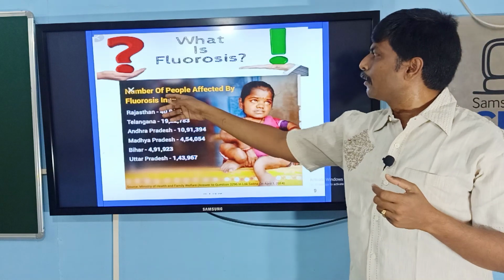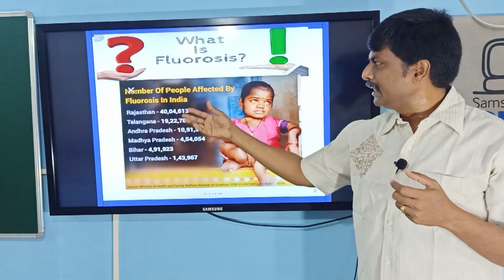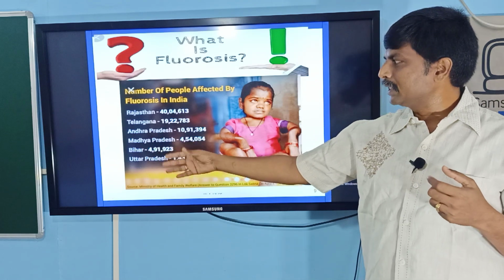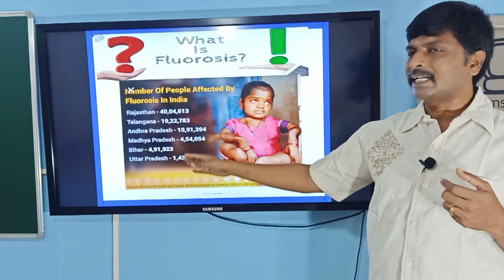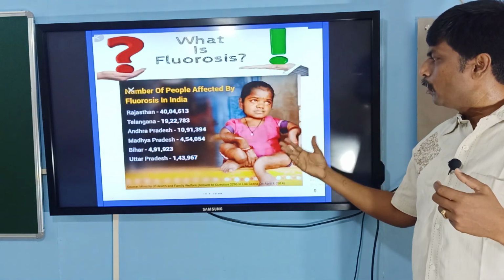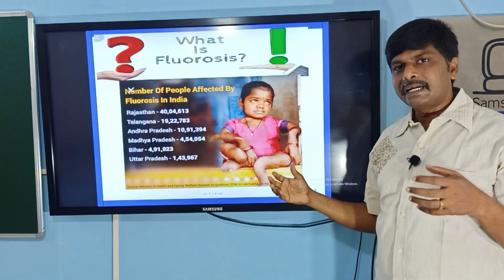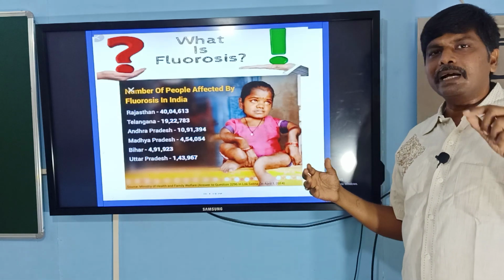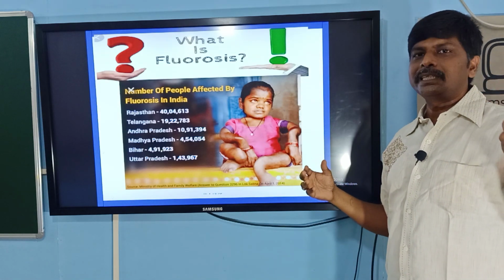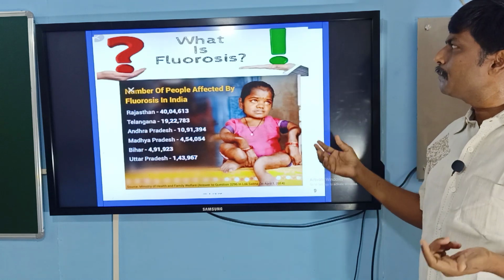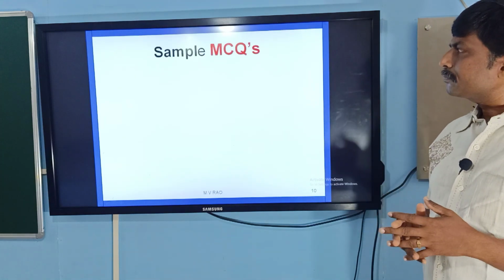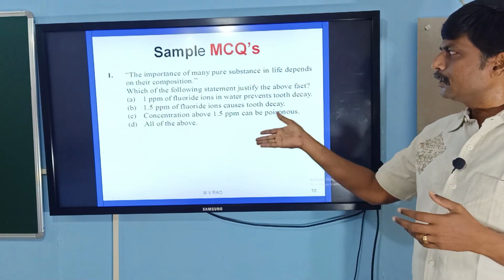fluorosis. You see the number of people affected by fluorosis in India, in Rajasthan, Telangana, Andhra Pradesh, Madhya Pradesh, Bihar, Uttar Pradesh. Here statistics are given. Because of fluorosis, bones become weak and the teeth become yellow, because that fluoride ion reacts with calcium present in our body. So this type of disease is called fluorosis. Now you will see some questions related to this topic.